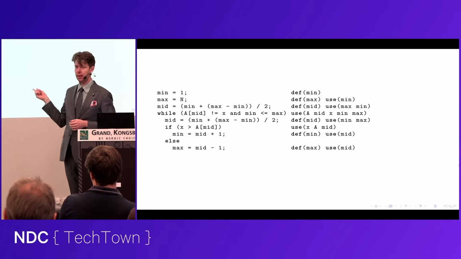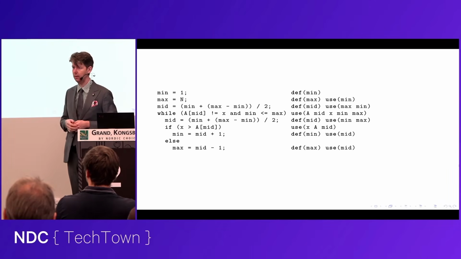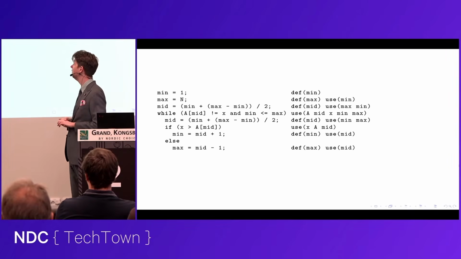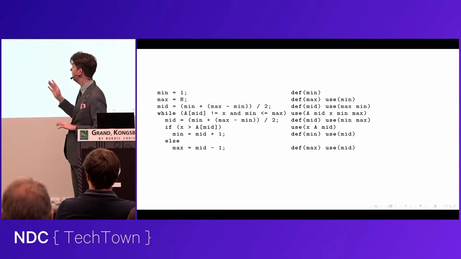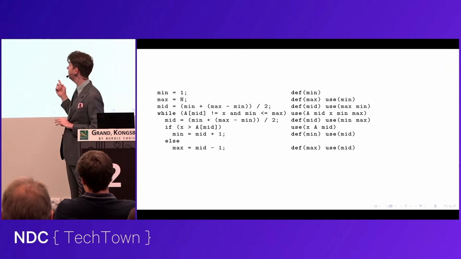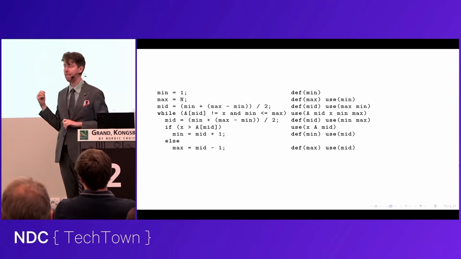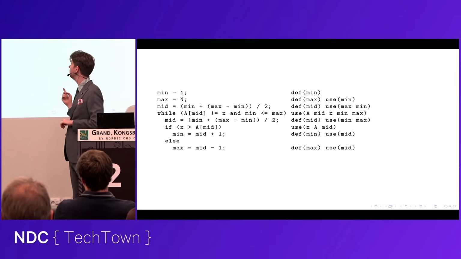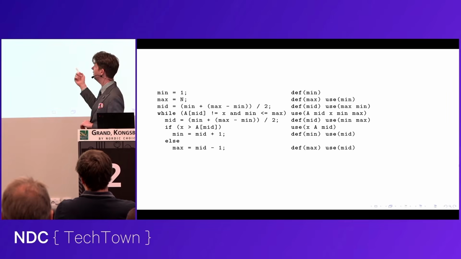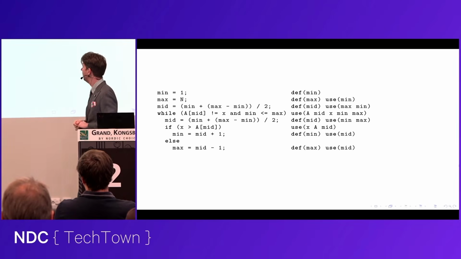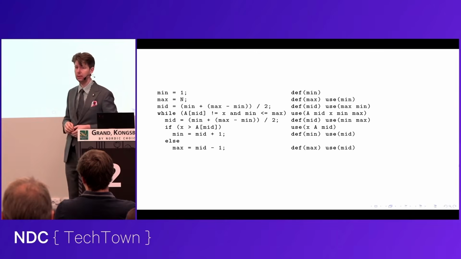This is a binary search that I stole from the internet. I think someone wrote it in Python, and I ported it to a sort of C-like thing. Actually, a Python-like thing, but I removed the colons. And I've annotated this with the definition use pairs. So on the first line there, you define the min. On the second, you define the max. And then you use the min. The n and min is now the same thing. Sorry, there's a typo there. On the third line, you define the mid, but you use the max and min to compute it. And so on, right?